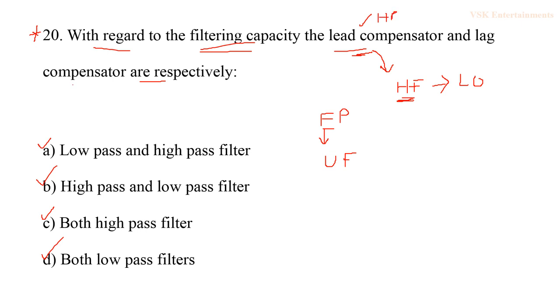Similarly, the lag compensator allows only lower order frequencies. The property of a low pass filter is it allows the lower order frequencies by eliminating the higher order frequencies. So the lag compensator acts as a low pass filter. The lead compensator allows the higher frequencies, so it is a high pass filter. The lag compensator allows the low frequencies, meaning it acts as a low pass filter. So coming to options, lead compensator is high pass and lag compensator is low pass. So option B is the right answer.